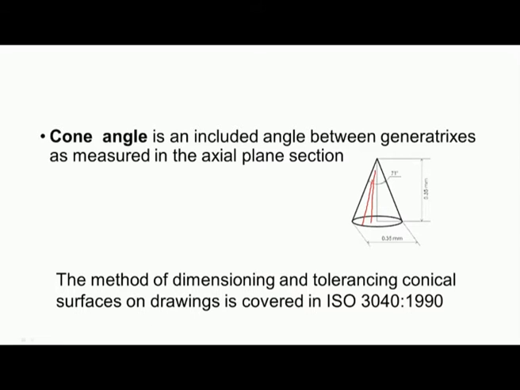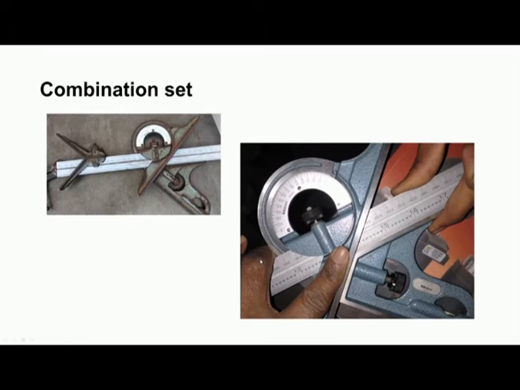The method of dimensioning and tolerancing conical surfaces on drawings is covered in the ISO 3040:1990 standard. Now, various instruments are used for measurement of angle or tilt or taper.